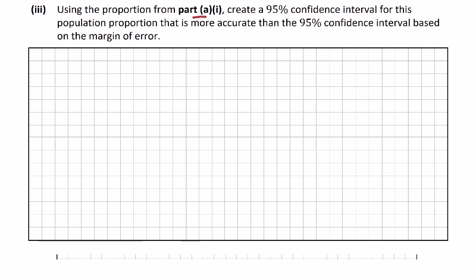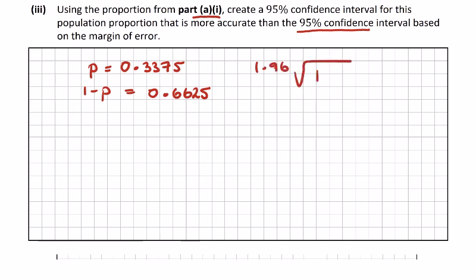We're asked to use the proportion from A part 1, this 0.3375 for my P. 1 minus P we're going to need. We've already gotten it. It's going to be 0.6625. You're asked to create a confidence interval that's more accurate than the one we've done. So margin of error is just a kind of a good estimate, but this is more accurate. If we multiply 1.96 by the square root of P times 1 minus P, you're so well prepared for the exam. You know this off by heart, but write it out.